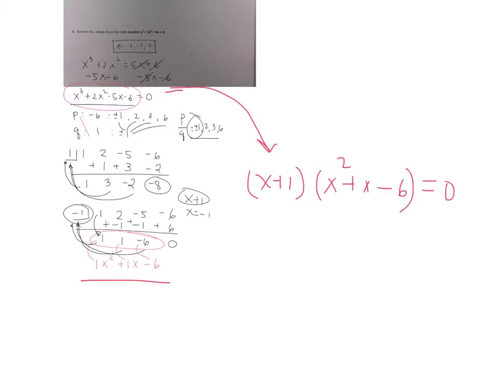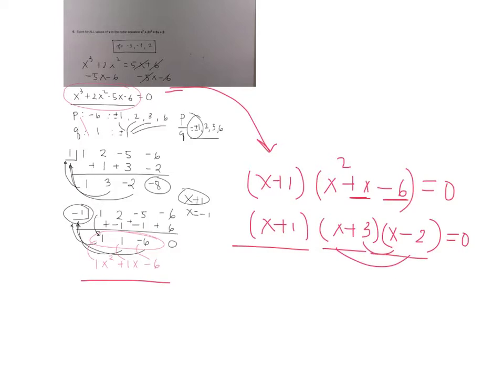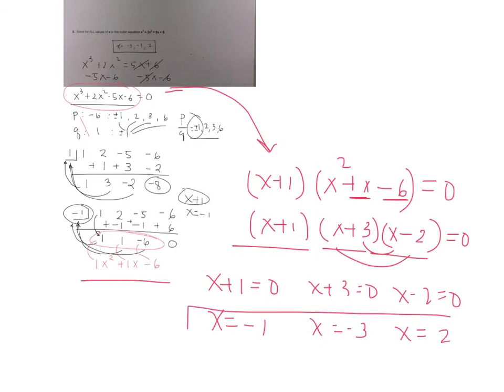This is equal to 0. And then again, you factor the quadratic expression: x and x, 3 and 2, positive and negative to get negative 6, and a combination of 1x for this, and then equate it to 0. So if the product of these three factors is 0, either x plus 1 is 0, x plus 3 is 0, or x minus 2 is equal to 0. So x is negative 1, x is negative 3, x is equal to 2. These are the solutions to the cubic equation.